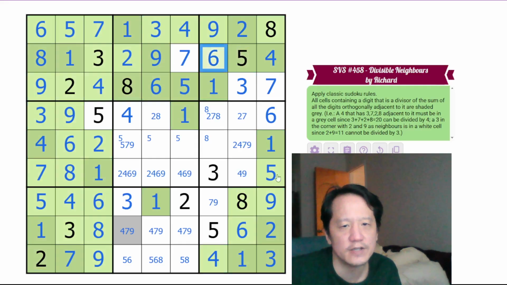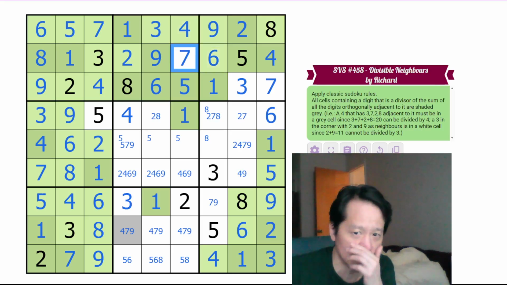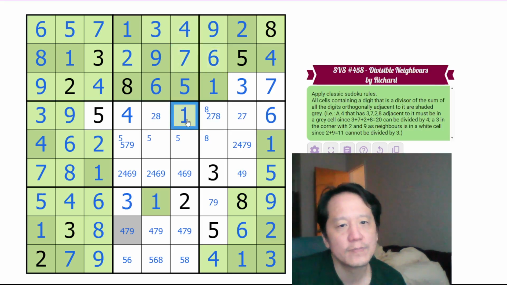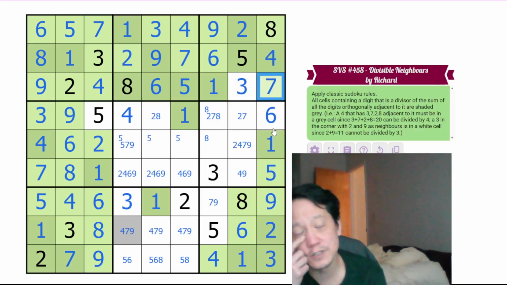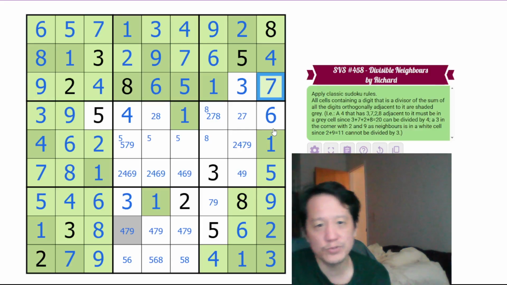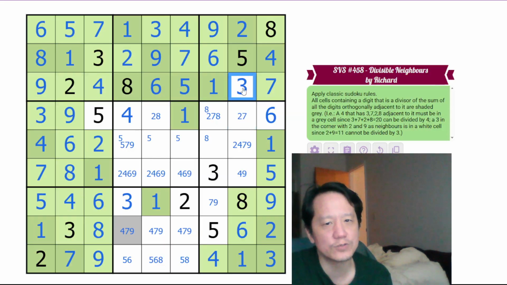6 does not divide evenly into that. 4 and 6 is 10, 5 and 9 is 14. 14 plus 10 is 24, which 7 does not divide evenly into. Okay. 7. This is 4, 6, and 3. 13. 7 does not divide into 13. 3. We have 1, 5, 7, which is 13. 13 plus 2 would be 15, which 3 would divide evenly into.